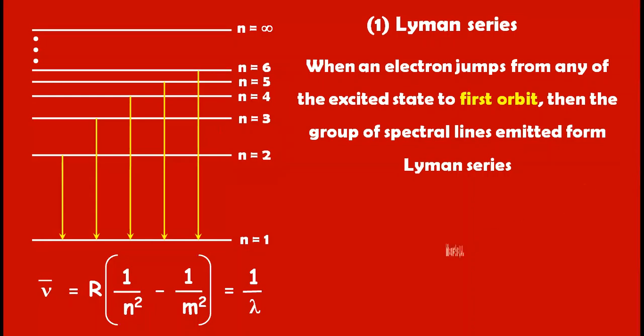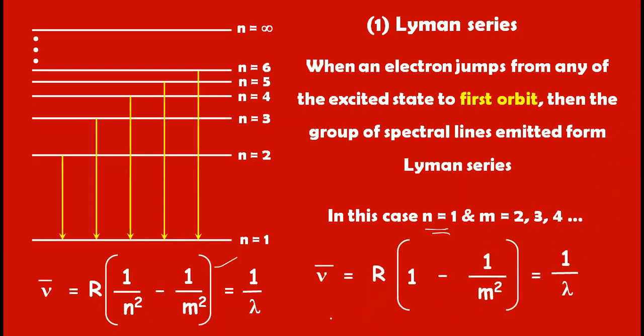So in the Lyman series, the principal quantum number of the lower energy level is 1. It's the same for all these transitions, whereas the principal quantum numbers of the excited states, the higher energy levels, are 2, 3, 4, etc. up to infinity. On substituting the value of n in this expression, you will end up with wave number nu bar equals R into, instead of n, I'm going to take 1. So 1 square is 1, and 1 by 1 is 1. So I get R into 1 minus 1 by m square. I'm not going to substitute any value for m because m can take any value from 2 to infinity. That is equal to 1 by lambda in turn.